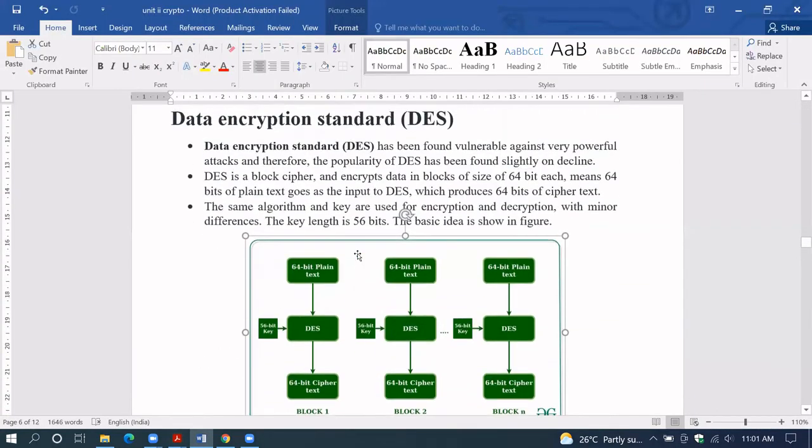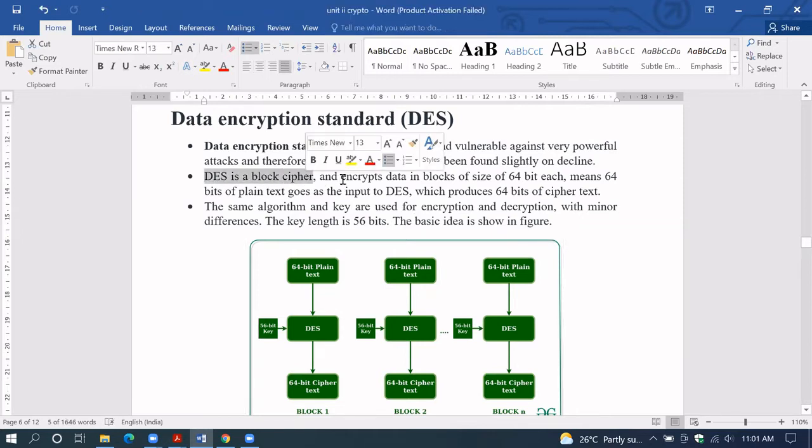So next we have the Data Encryption Standard. What is this Data Encryption Standard? That is the DES algorithm. DES is a block cipher and encrypts data in blocks of size 64 bits each.